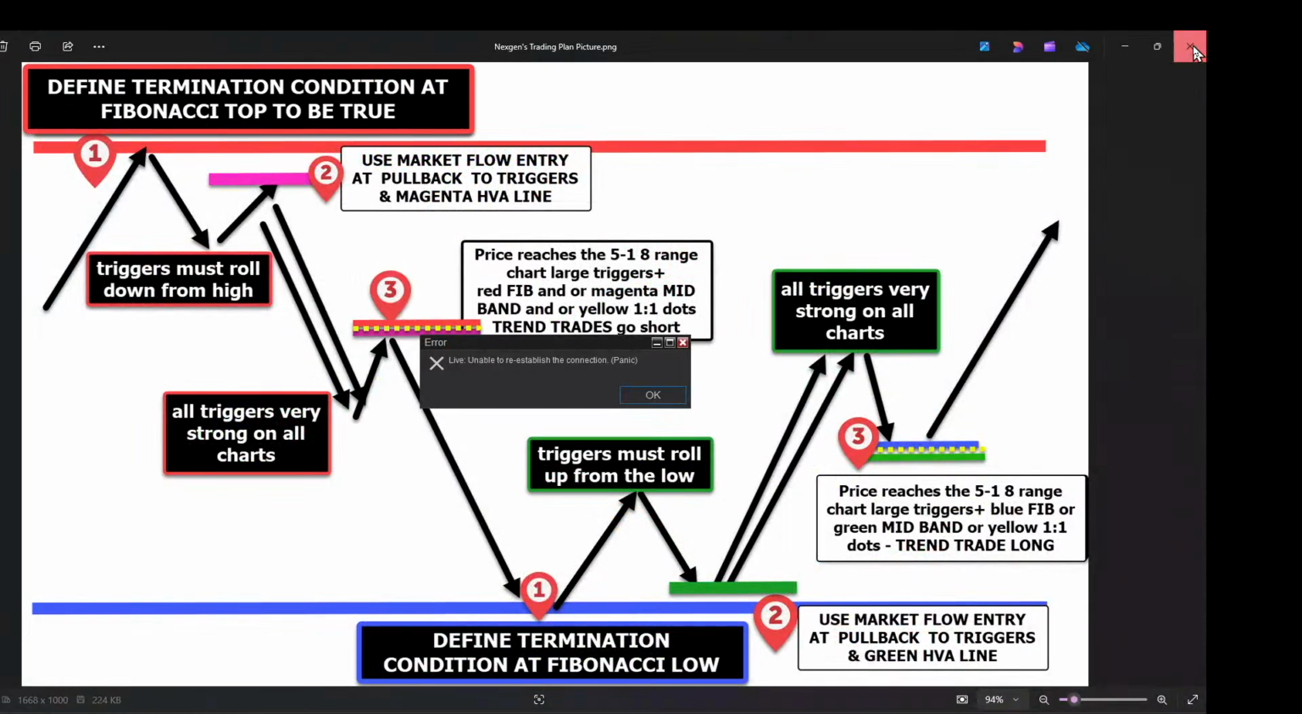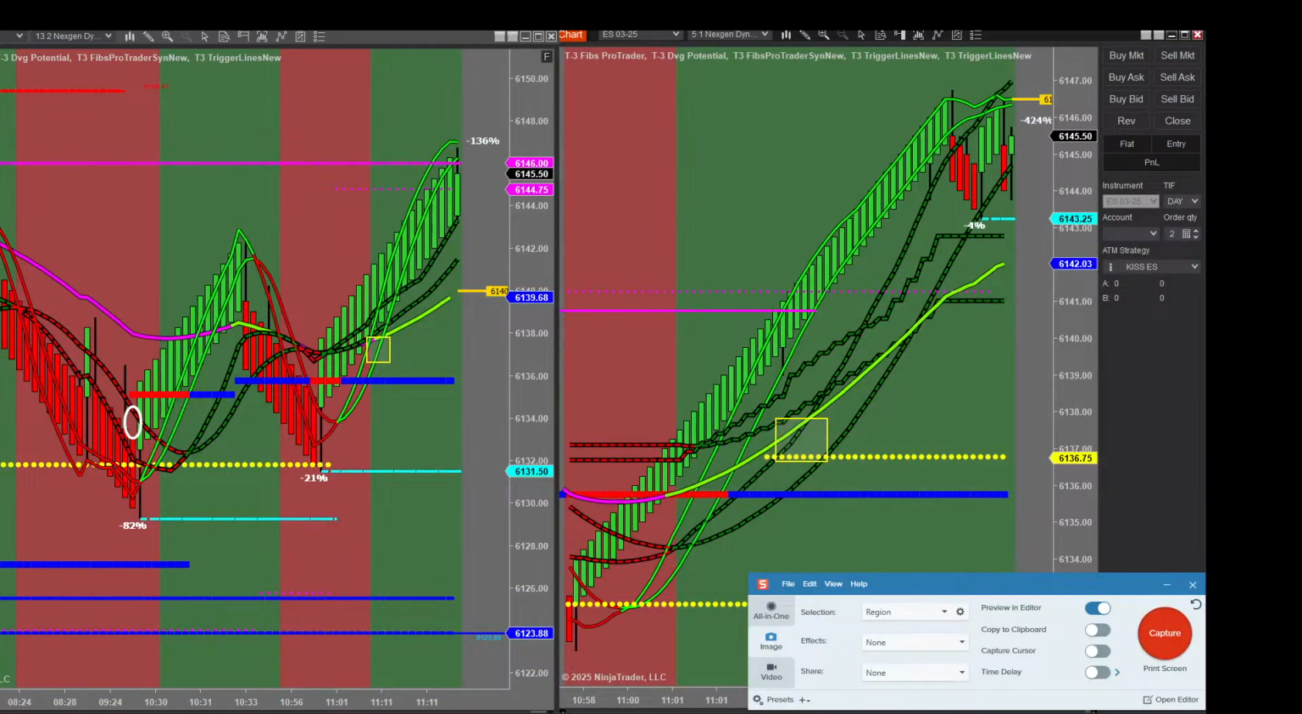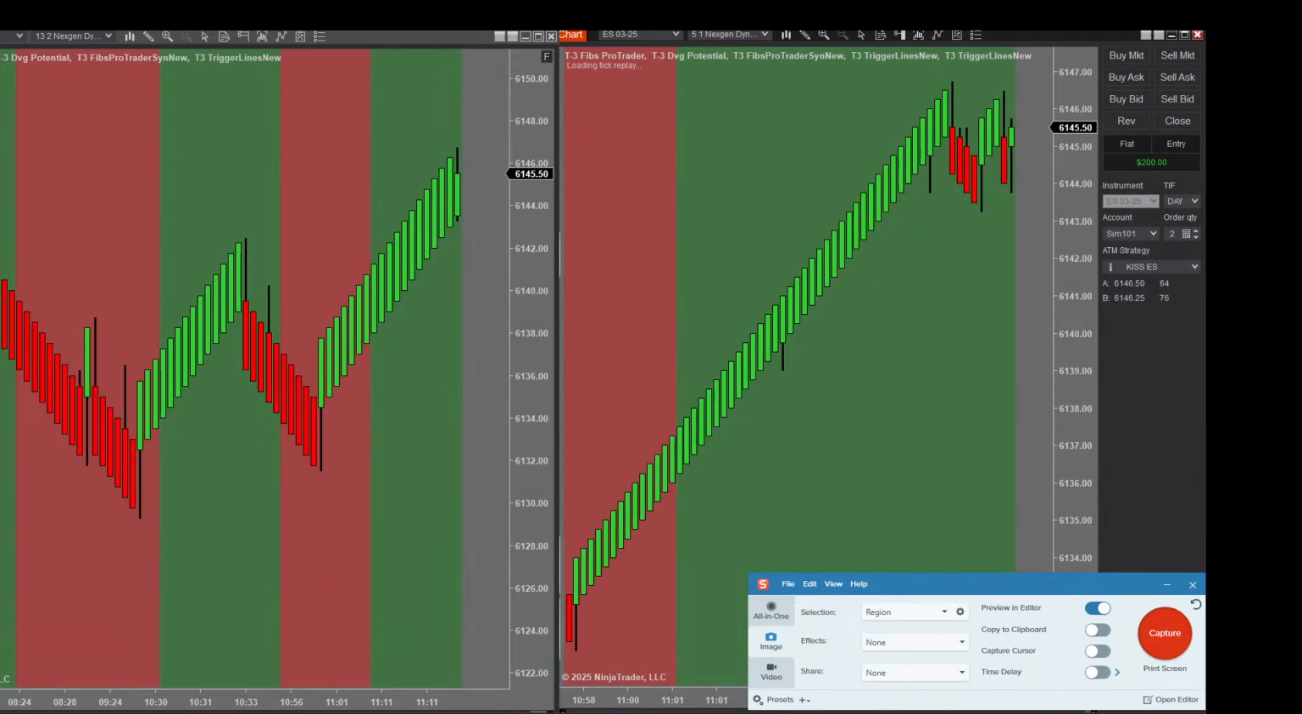And all you have to do, my... Ninja Trader said it was panicking. Don't panic, Ninja Trader, you're just fine. There we go.